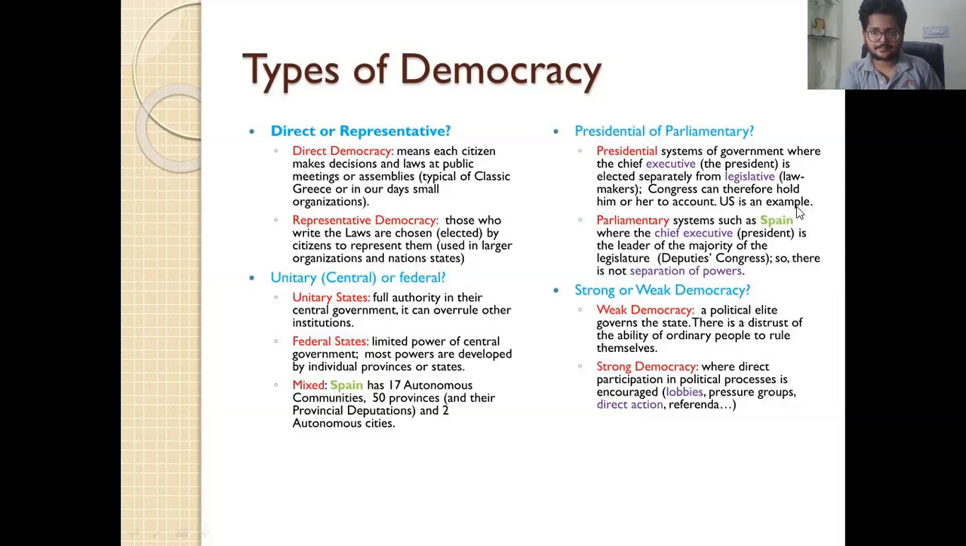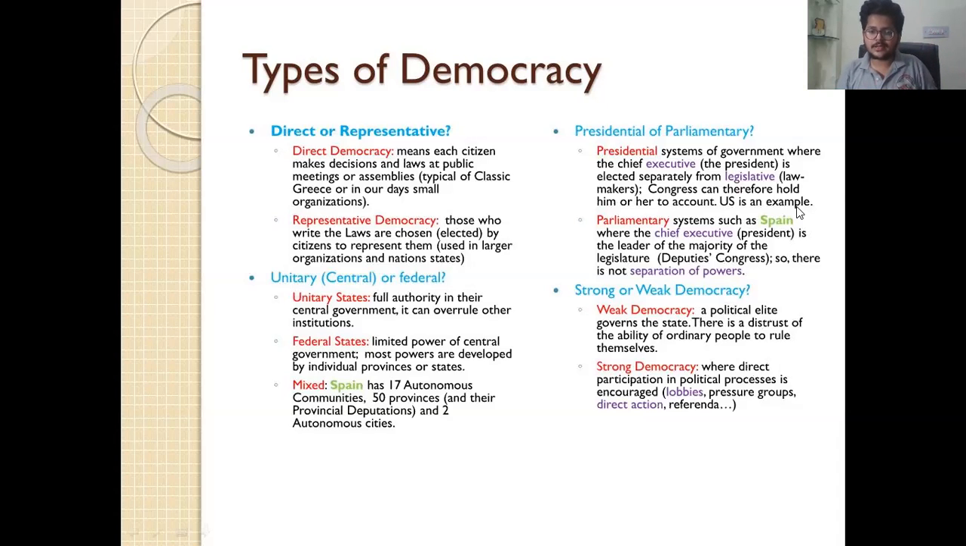Okay, now unitary or federal form of democracy. Unitary states have full authority in their central government. It can overrule other institutions. Always understand what unitary is. It means rule of one. Unitary form of democracy is a type of democracy in which the central government has full authority over the states, and it can overrule all other institutions. This is also a type of democracy.